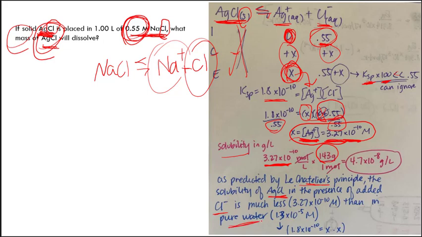I could find that out by simply doing x times x is equal to the KSP, 1.8 times 10 to the negative 10. So if I took the square root of 1.8 times 10 to the negative 10, because that's equal to x squared, x would equal 1.3 times 10 to the negative 5. Notice the difference, 1.3 times 10 to the negative 5 versus 3.27 times 10 to the negative 10. That's a huge difference, much less soluble.